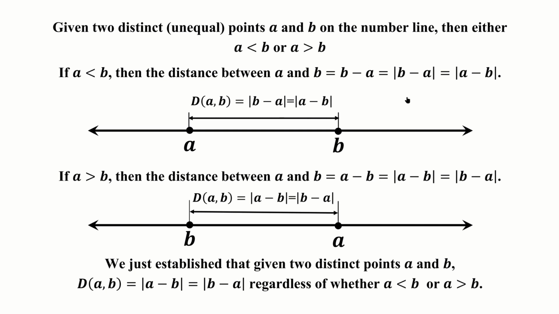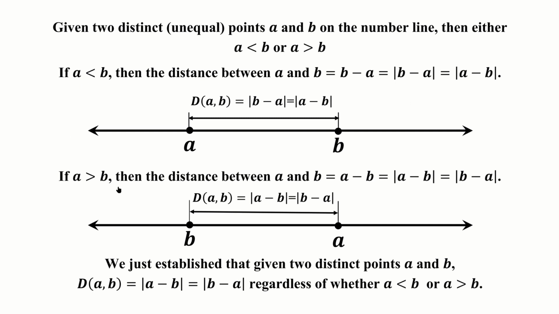So what's the beauty of it? You don't need to worry about which number is larger, which number is smaller. You want to find the distance between two numbers, just take the absolute value of their difference, and you can take the absolute value of the difference in any order that you like, okay?